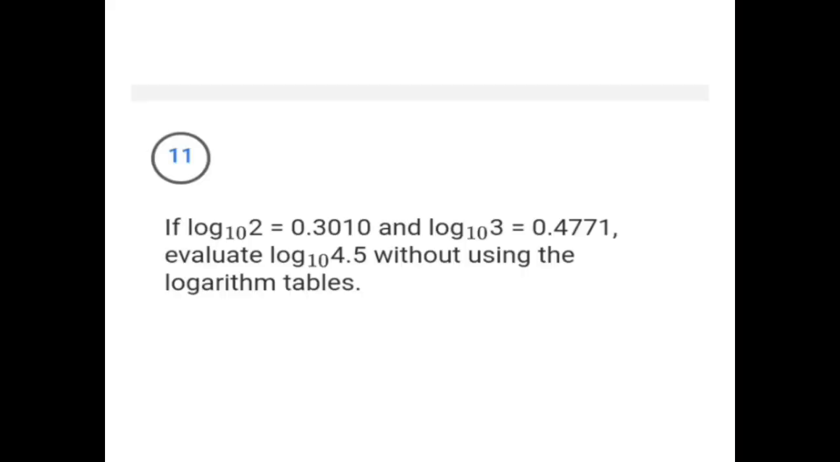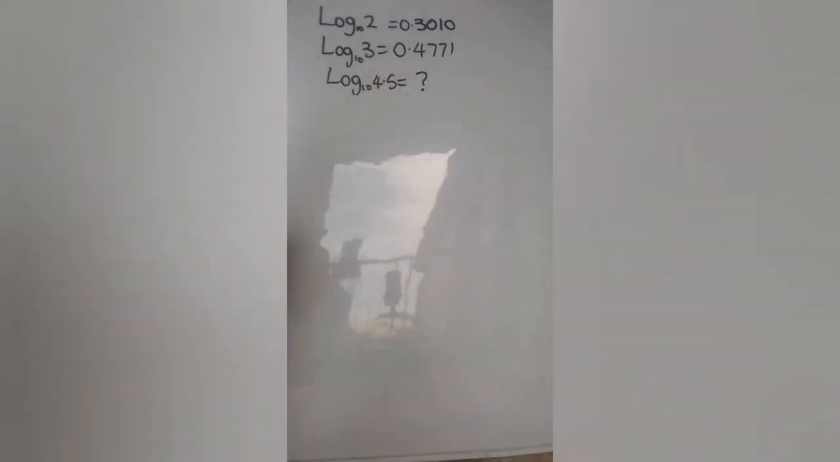Number 11. If log 2 is equal to 0.3010 and log 3 is equal to 0.4771, evaluate log 4.5 base 10 without using the logarithm table. Since log 2 is equal to 0.3010 and log 3 is equal to 0.4771, we now look for log 10. So we move.